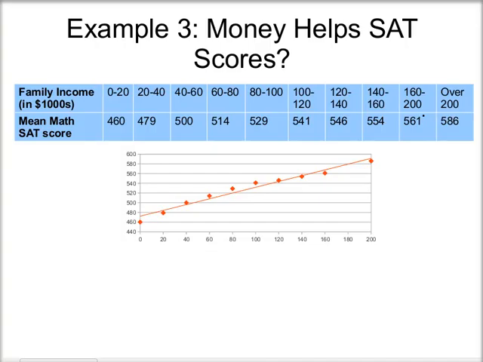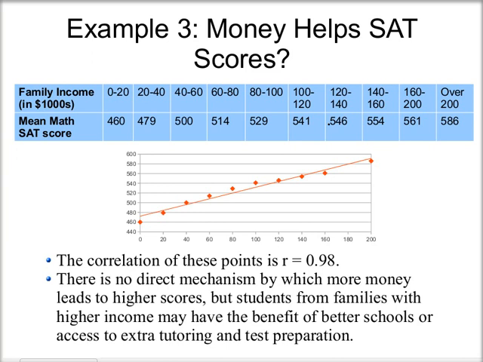Here that is in a graph. I've plotted the bottom value of my interval with the mean math score to come up with this chart. And I've drawn the regression line in here, and you can see that these are very strongly correlated. Everything is very close to my regression line here. But does that mean that just having more money means that you'll have a higher math score? So the correlation here is actually 0.98, so it's very high. But there's really no direct mechanism by which more money leads to higher scores.